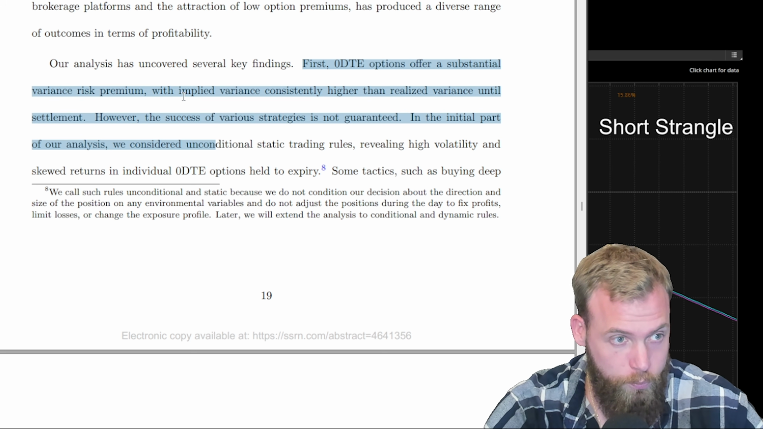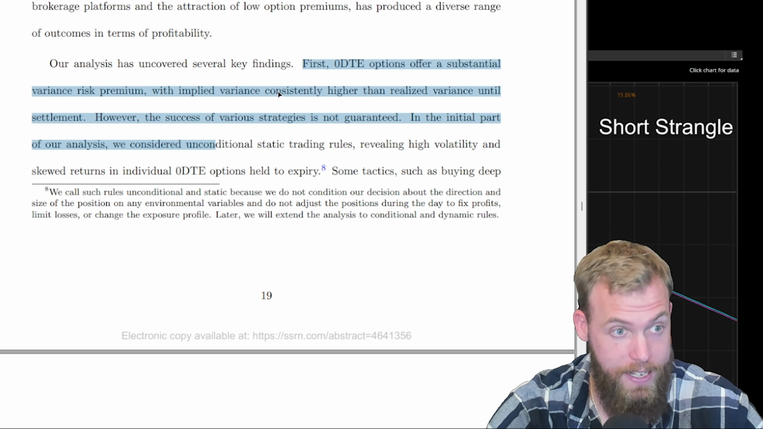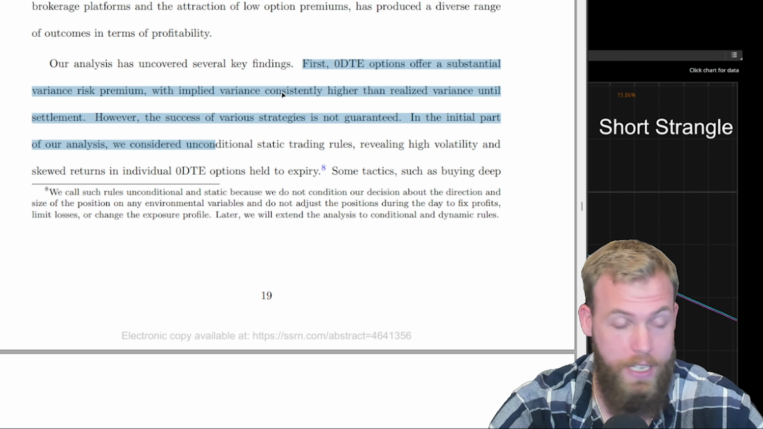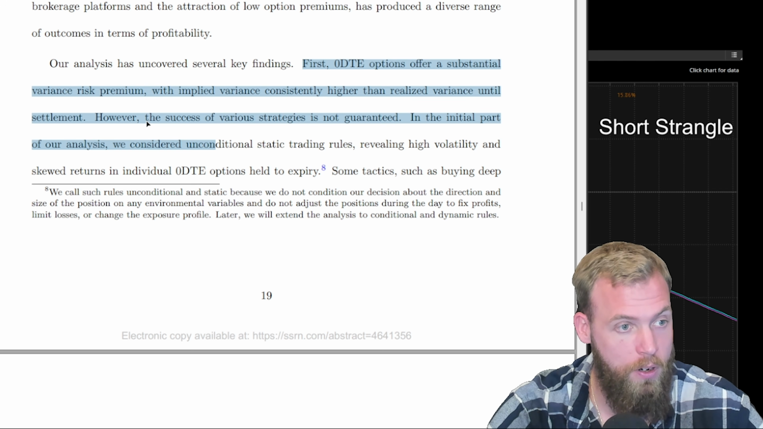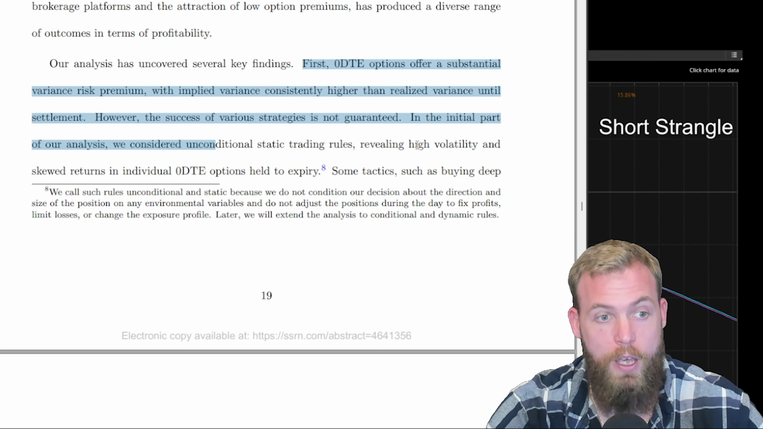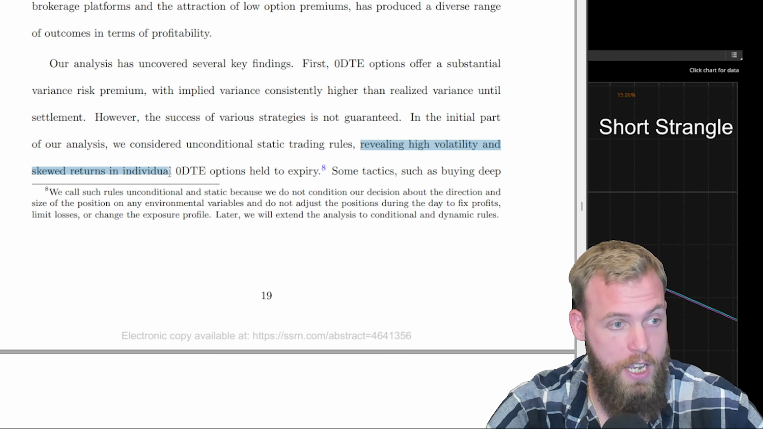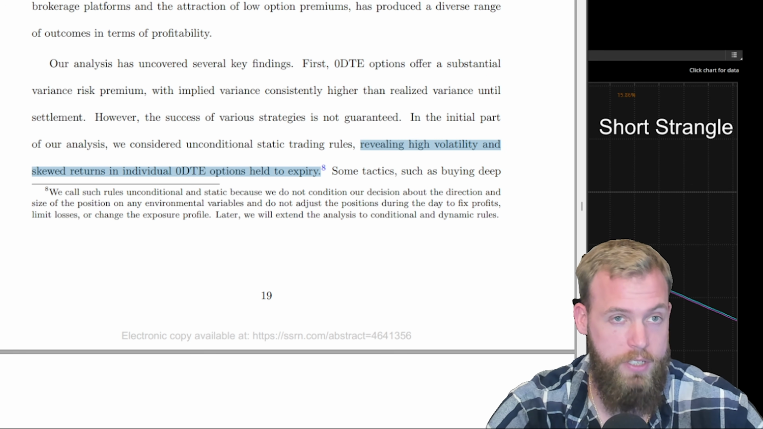Then here it says, with implied variance consistently higher than realized variance until settlement. That's what variance risk premiums are. That's why there's a market here. However, the success of various strategies is not guaranteed. The other thing to note, though, is that some of these strategies have high volatility and skewed returns that are held to expiration.